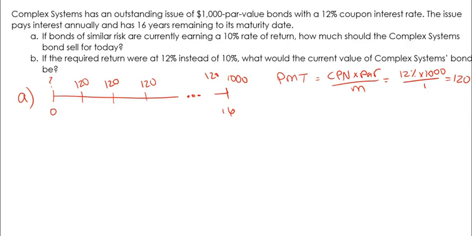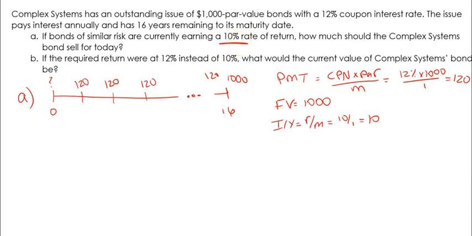Since we've already calculated our payments, we know the future value is the same as the face value, or the par value, of $1,000. The discount rate is 10% because other bonds of similar risk are earning 10%.